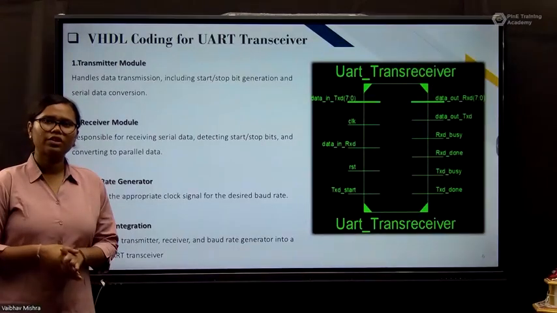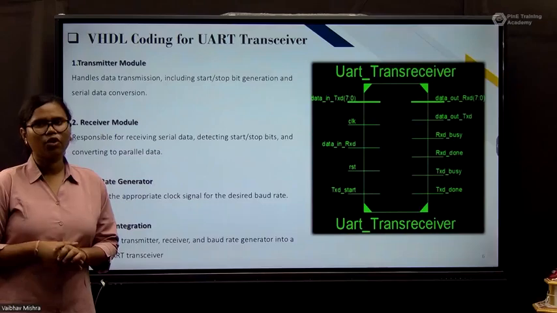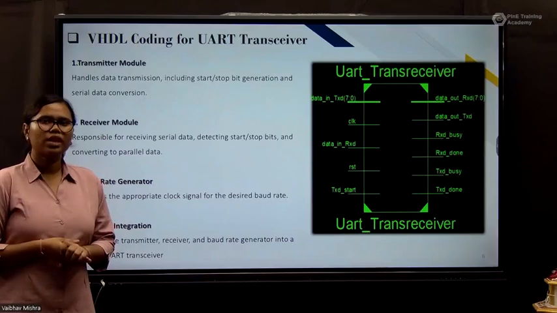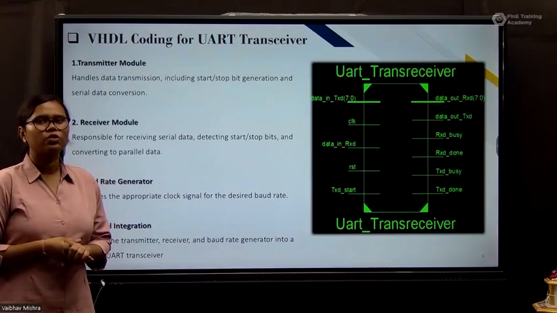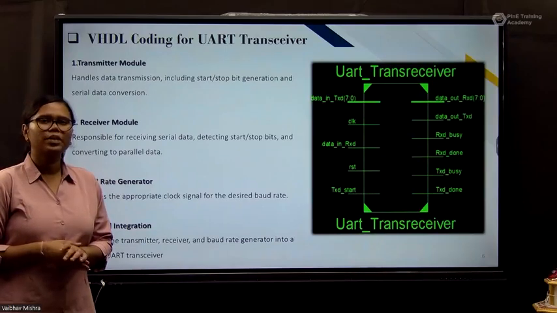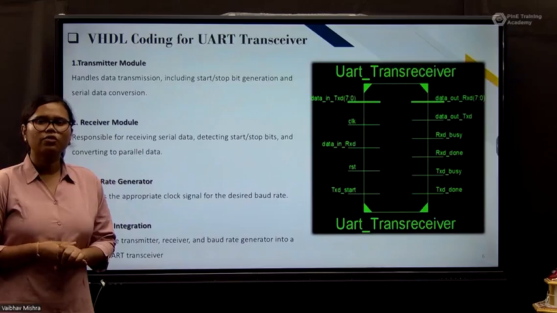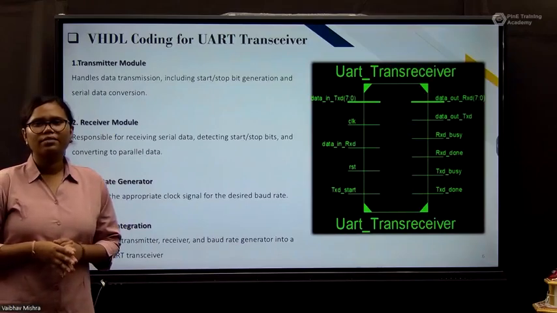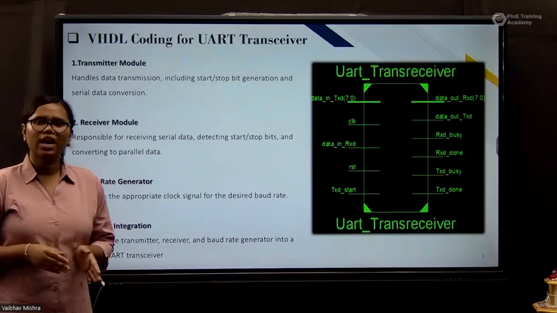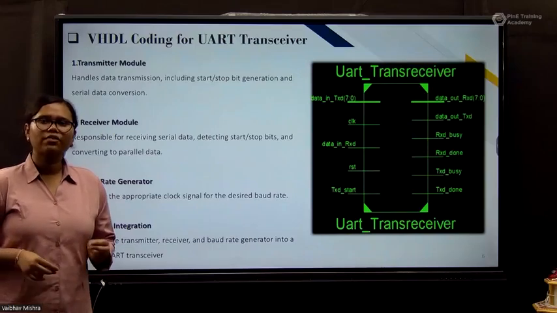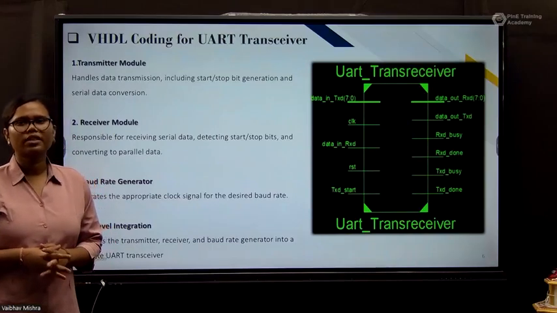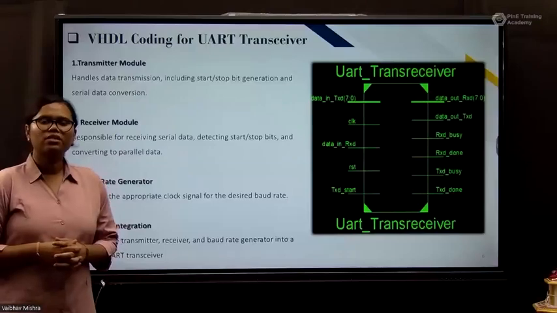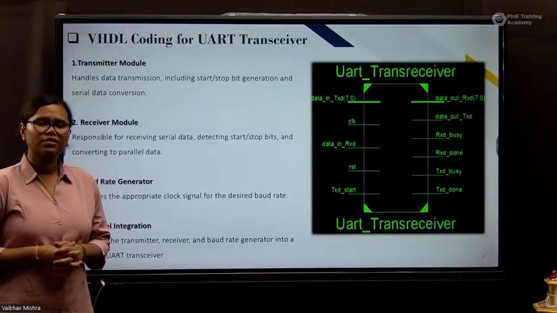Now we are focusing on the VHDL coding for the UART transceiver. There are basically 4 modules to design this UART transceiver. The first module is the transmitter module. In this module, we give 8-bit data as input, and then the transmitter adds the start and stop bits, 0 and 1 respectively. Then it transmits this data serially to the receiver.